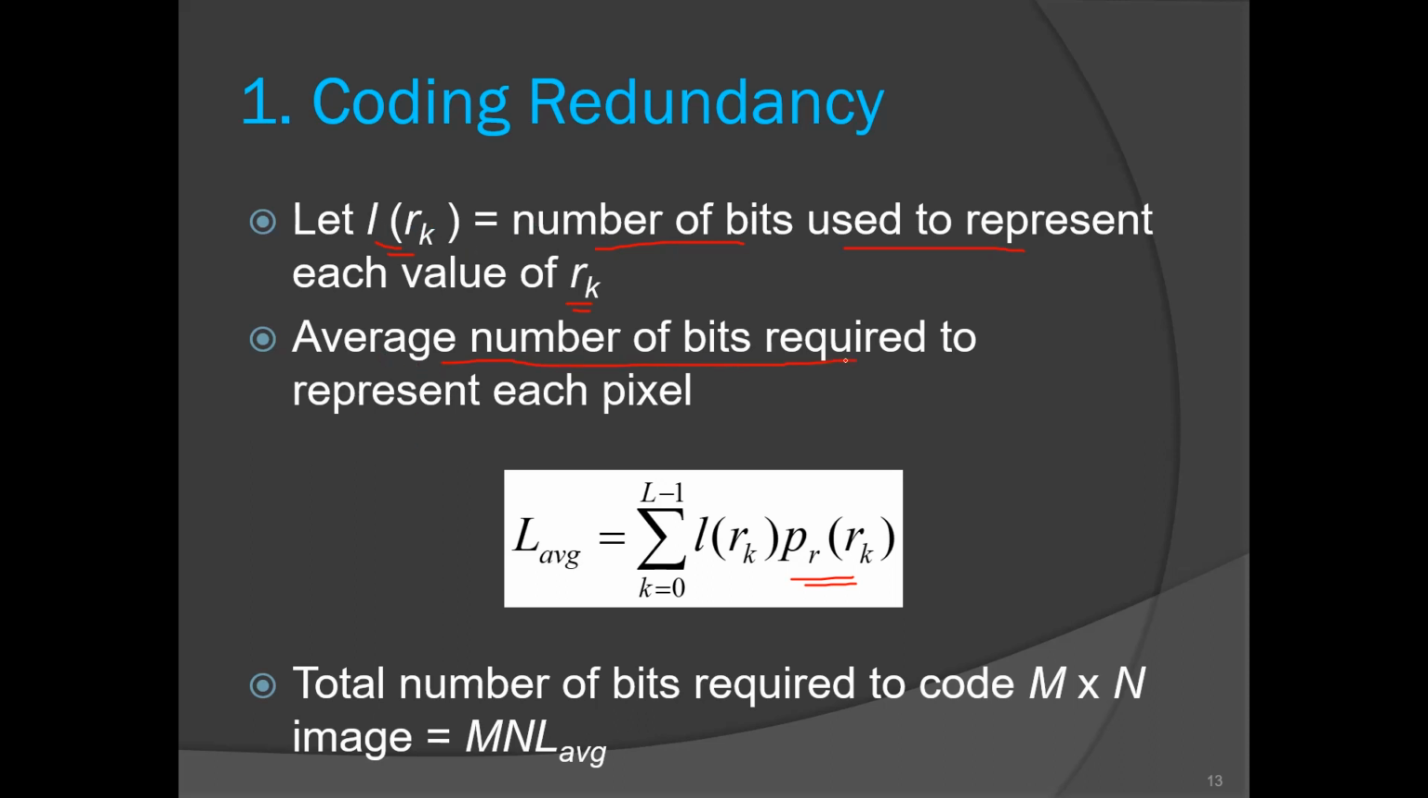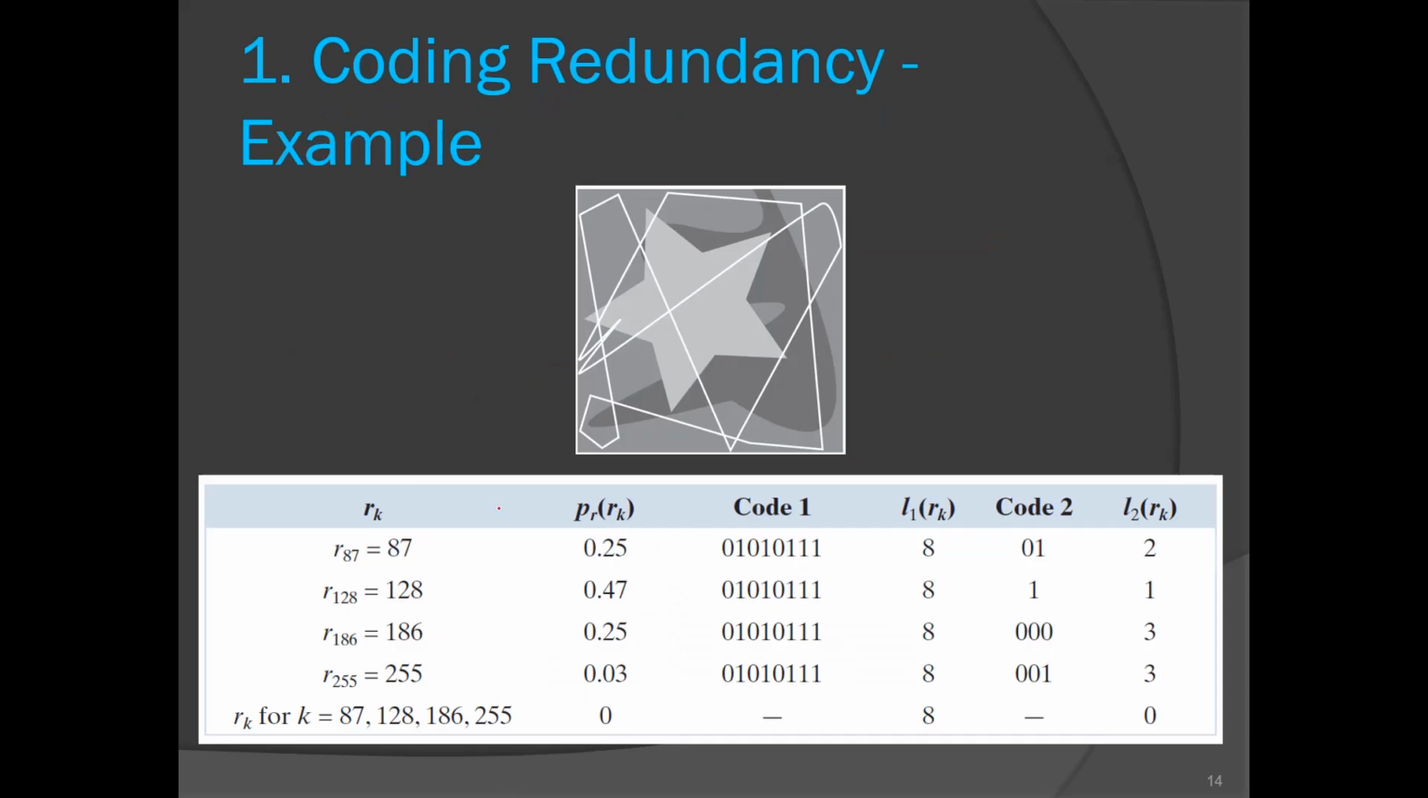Then the average number of bits required to represent each pixel can be calculated using this equation. For every intensity value you are multiplying the number of bits by the probability, so it gives the average number of bits required to represent each pixel. So the total number of bits required to code an M by N image will be the average number of bits times the number of pixels, right? The equation to calculate the total number of bits required to code an M by N image is this one.